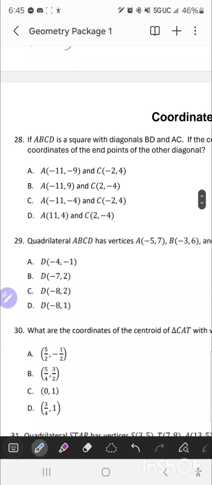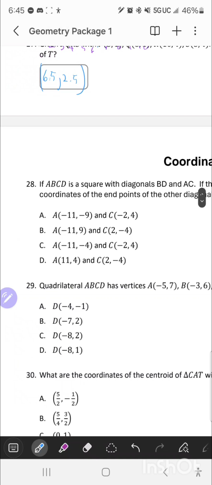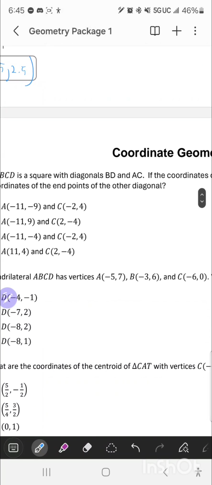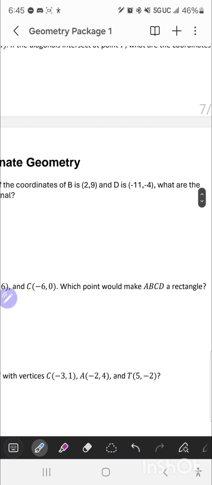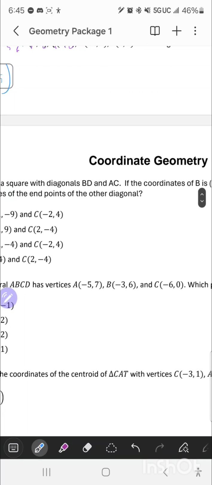Sorry for all the misunderstanding or the problems. Right now let's just solve one more, maybe two more. I don't know why today there have been so many problems, but let's go. If ABCD is a square with diagonals BD and AC, and the coordinate of B is 2, comma 9 and D is negative 11, comma negative 4, what are the coordinates of the endpoints of the other diagonal?